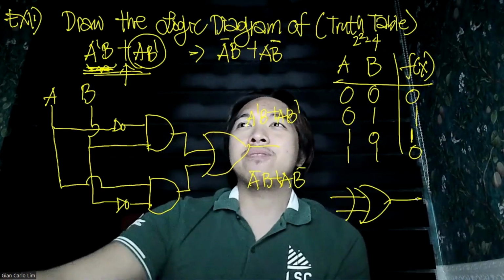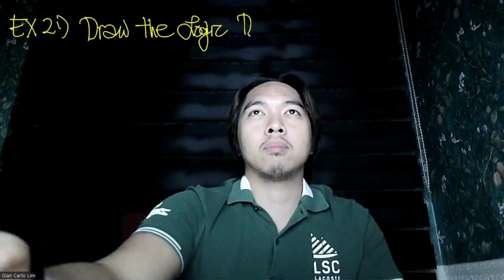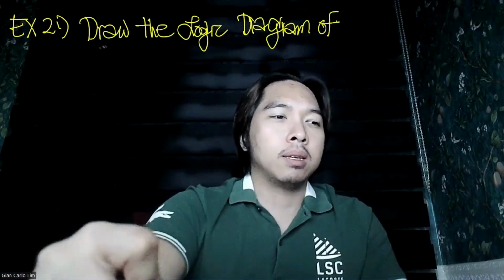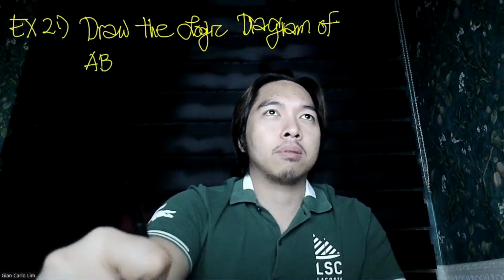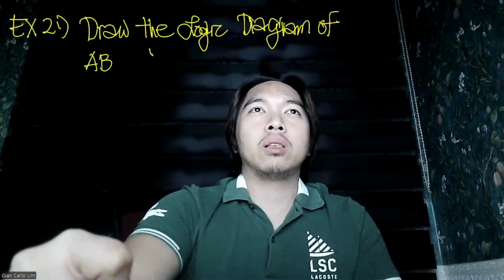Okay, let's have another example so you can learn more. Example number 2, a simpler one. Draw the circuit diagram or the logic diagram of AB, and then give the truth table.